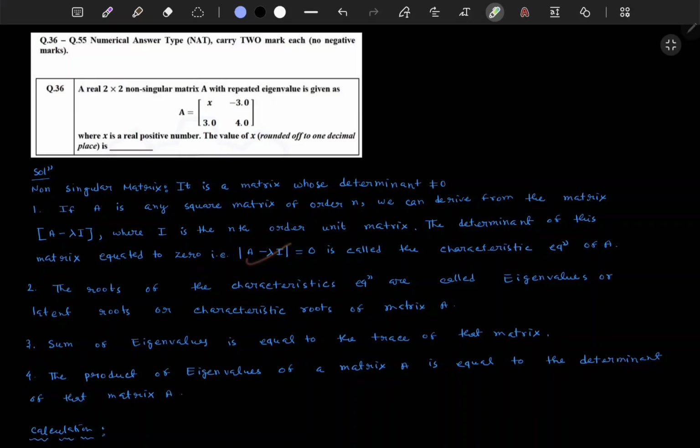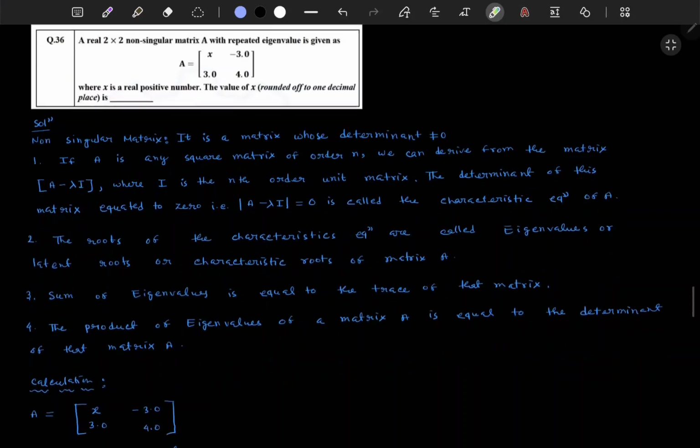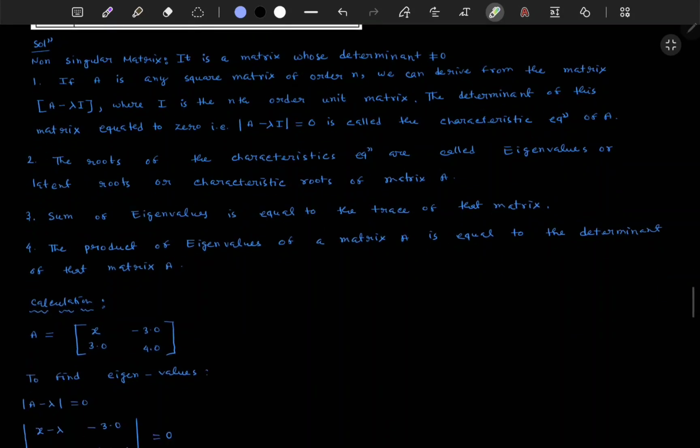This is the characteristic equation, and the roots of the characteristic equation are called eigenvalues, or the characteristic roots of the matrix, or the latent roots. The sum of the eigenvalues is equal to the trace of the matrix. The product of the eigenvalues of the matrix A is equal to the determinant of the matrix A.